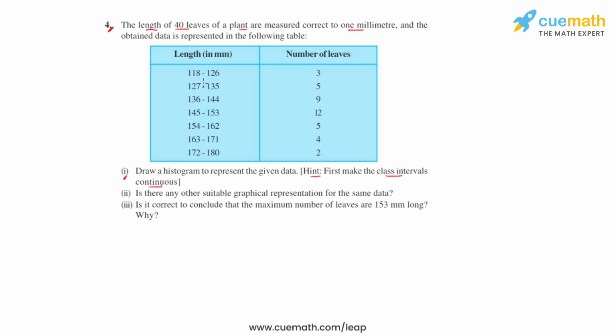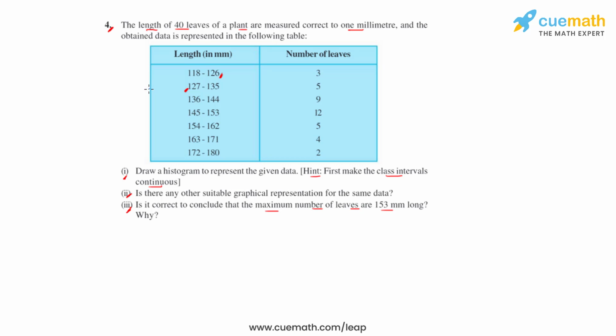As can be seen in this table, the class intervals are not continuous because the upper limit of a class and the lower limit of the succeeding class is not the same. Then, is there any other suitable graphical representation for the same data apart from a histogram? And is it correct to conclude that the maximum number of leaves are 153 millimeter long? And why? We start solving this problem by first making the class intervals continuous.